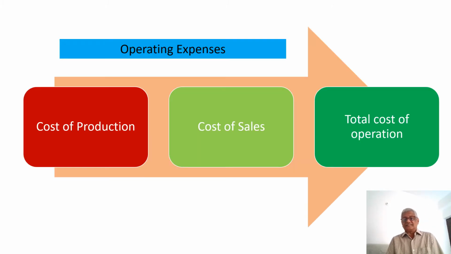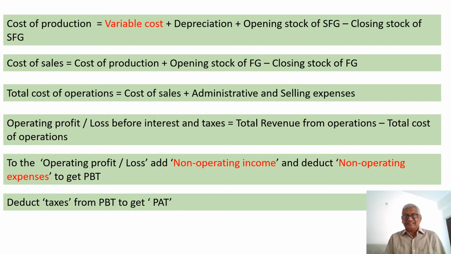Now we are coming to what are called operating expenses. Operating expenses can further be divided into three: one is the cost of production, second is the cost of sales, third is the total cost of operations. The cost of production is equal to variable cost plus depreciation plus opening stock of semi-finished goods minus closing stock of semi-finished goods. Let us go into each one of the items.